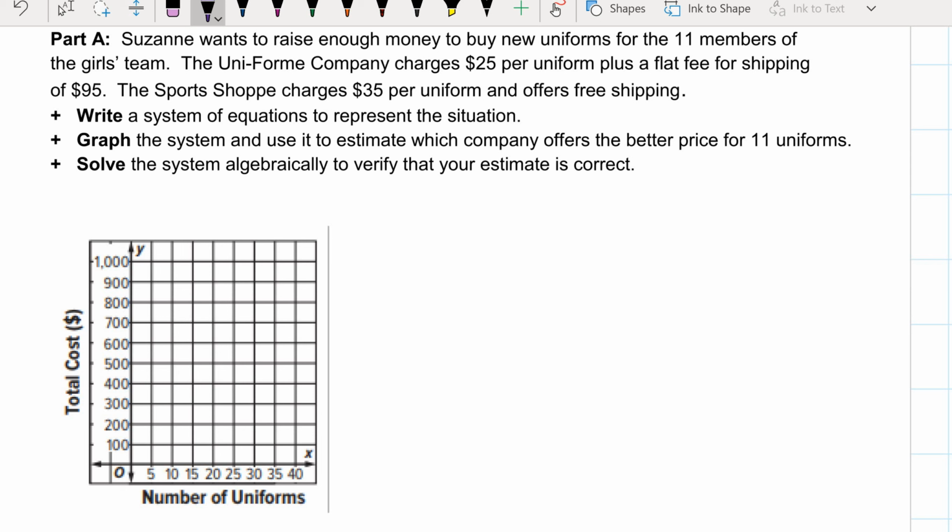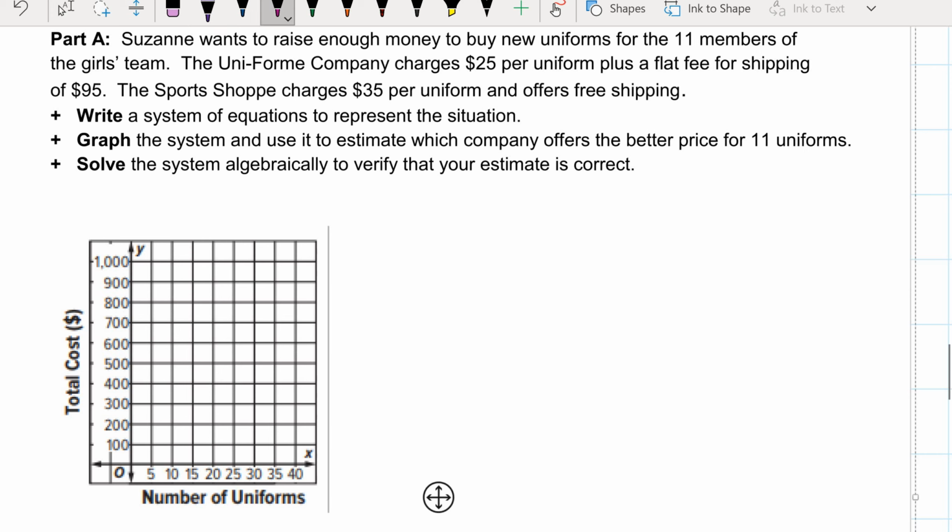So they ask you the following. First, write the system of linear equations that represents the situation. Second, graph the system, and based on the answer, estimate which company offers the better price for 11 uniforms. And last, solve the system algebraically to verify your estimate is correct. So we're going to write the equations, graph them, and solve algebraically.